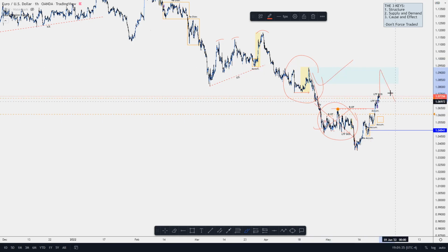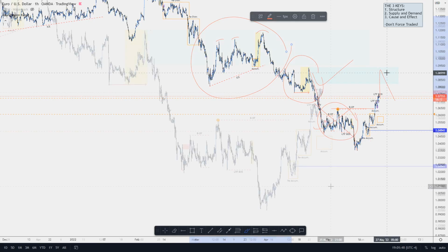If this gets invalidated, then we're going to target this supply zone. So that is why we're still selling as the market is going up, because sellers are still in control of the market. Okay, we haven't taken out the strong sellers in the market.